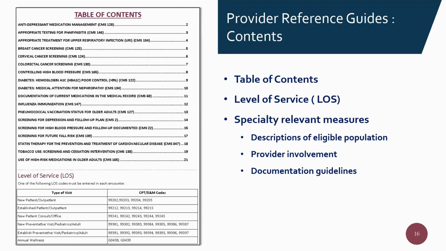When opening your provider reference guide, the first page you come to is the table of contents. This section will list all MIPS quality metrics that apply to your specialty, including measures identified and reviewed with you on your MIPS monthly scorecard. With each specialty measure included in your guide, you will be able to review the following: descriptions of eligible patient populations, provider involvement, and documentation guidelines. Towards the bottom of the table of contents, a level of service section is included with the visit type and associated CPT and E&M codes for easy reference.